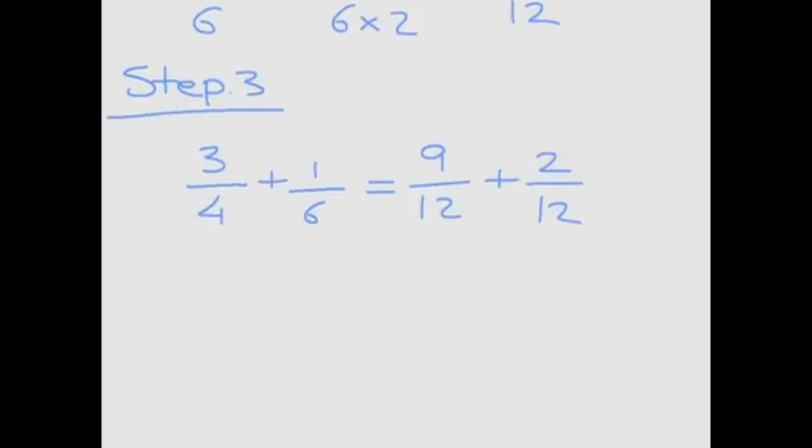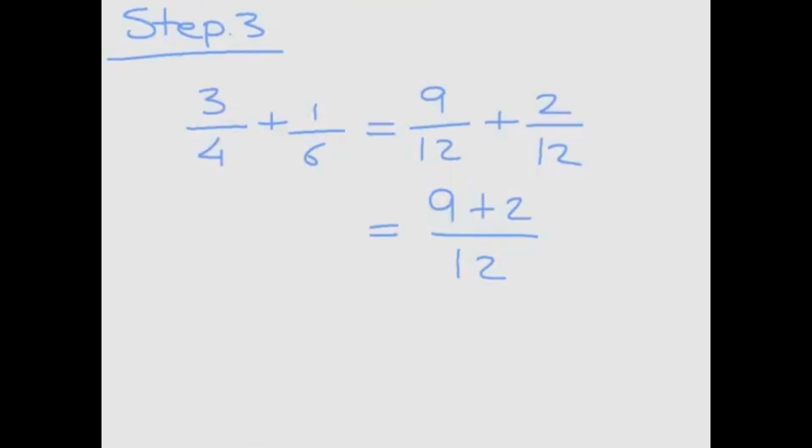Because both of these fractions are now written over the same denominator, we can add them simply by adding their numerators together. And so we can write 9 plus 2 over 12. Finally, this leads us to our answer. That's equal to 11 over 12. And we're done.